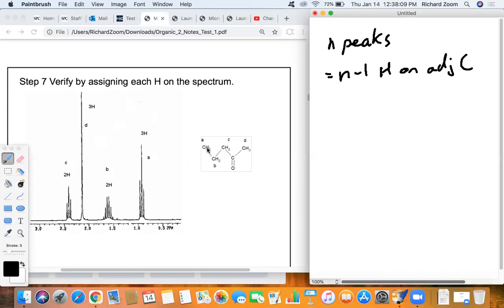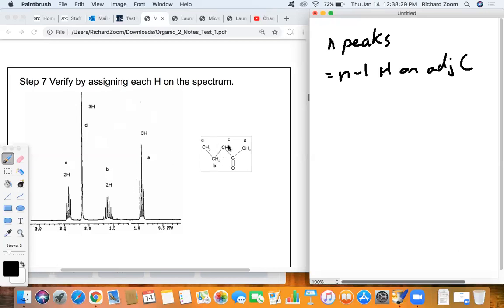If you look at A, that's a CH3 as well. You can see that because of the 3H. And it has 3 peaks, which would mean 2 adjacent hydrogens on carbon. And you can see we've got a CH2 next to it. So that tracks as well.